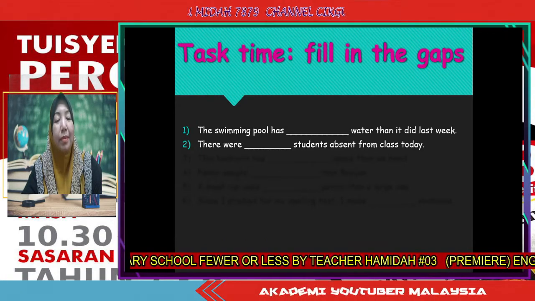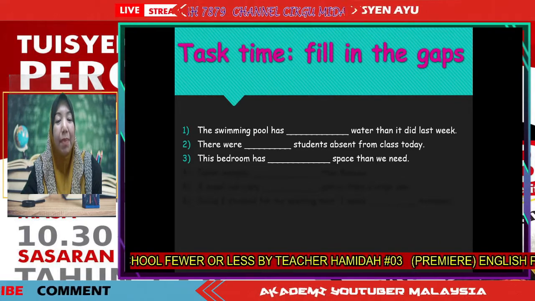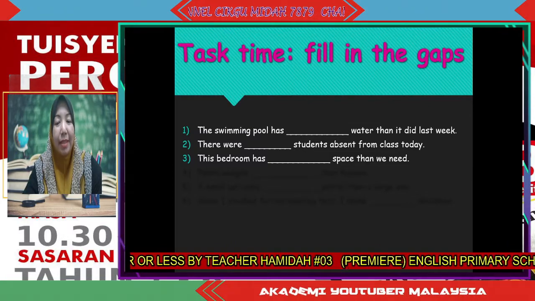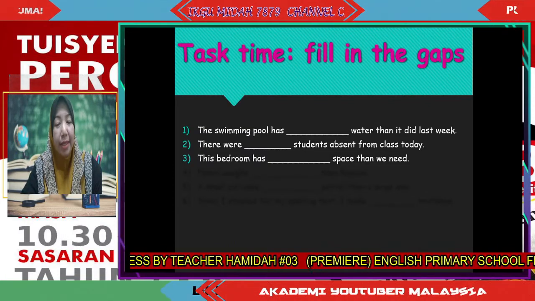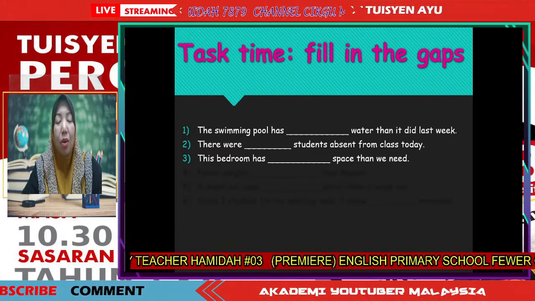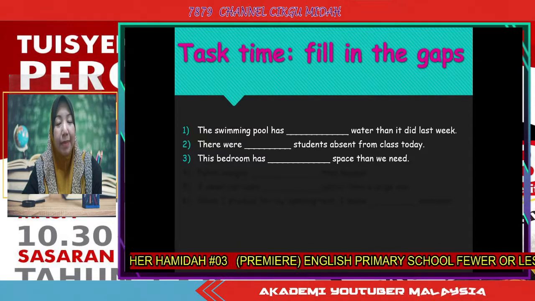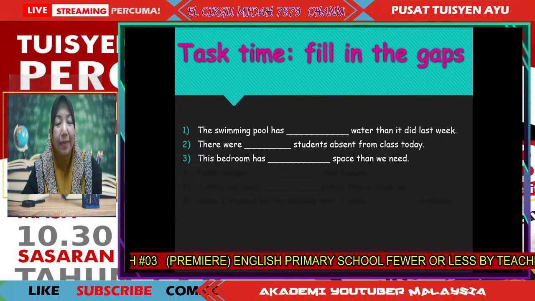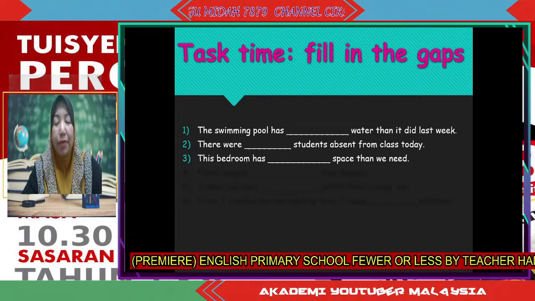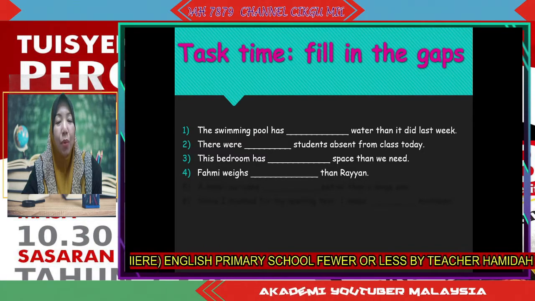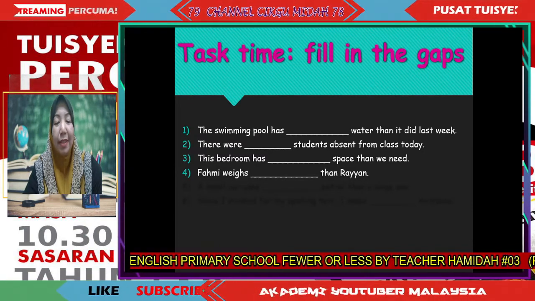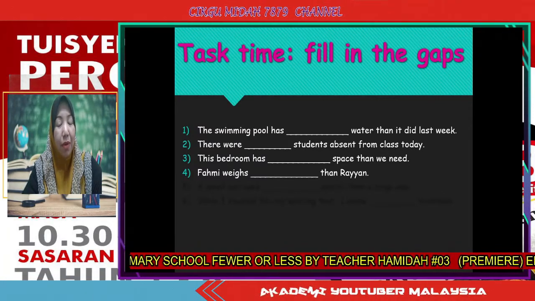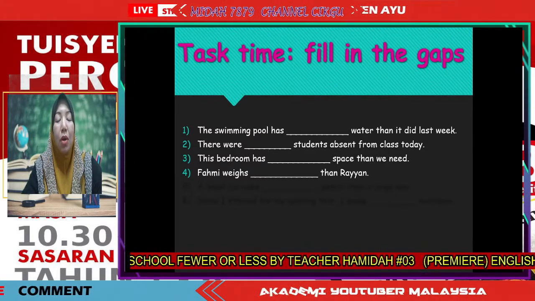Question number 3. This bedroom has... space than we need. So what is the answer? Is it fewer or less? Write down your answer at the chat column. Question number 4. Fahmi weighs... than Ryan. So what is the answer for number 4? Is it fewer or less?